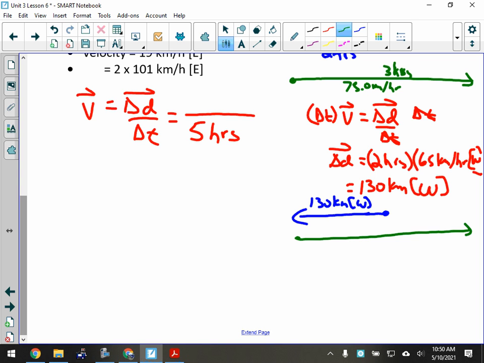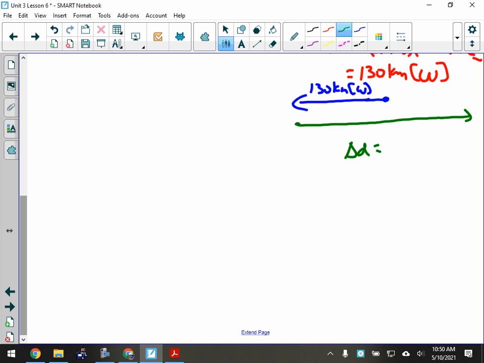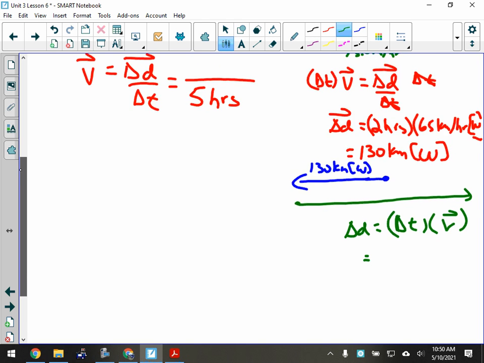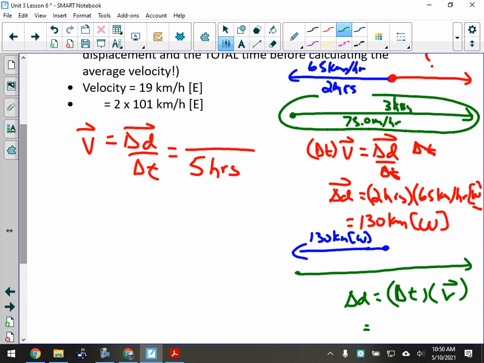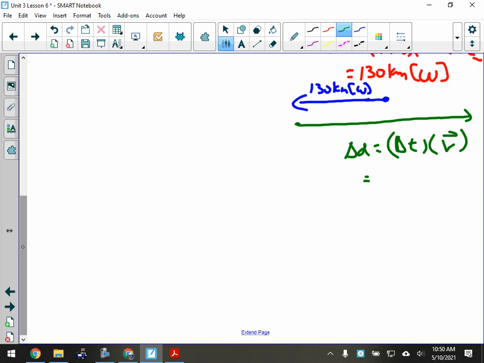Delta d for this green line here is equal to the delta t time times the speed, right? So the time for this green line is 3 hours at 75 kilometers an hour, and that's in the east direction. Okay? If I multiply those together, I believe it is 225. Is that right? Yeah, 225 kilometers in the east direction.